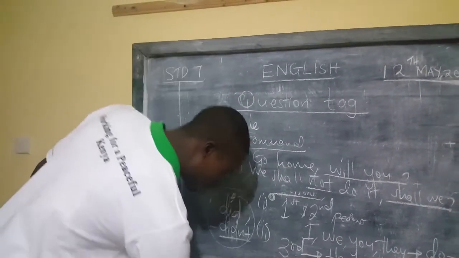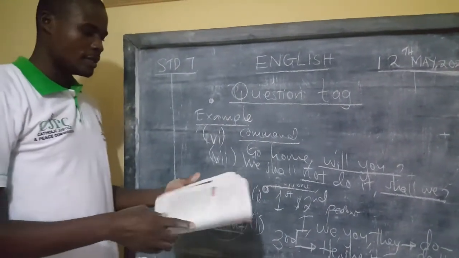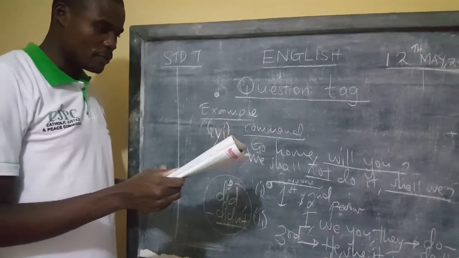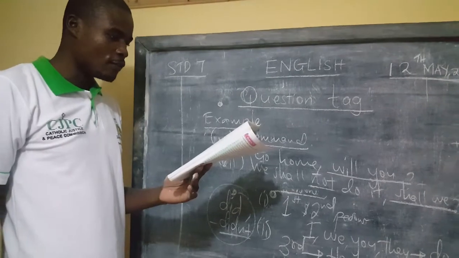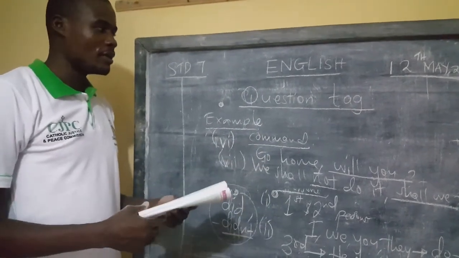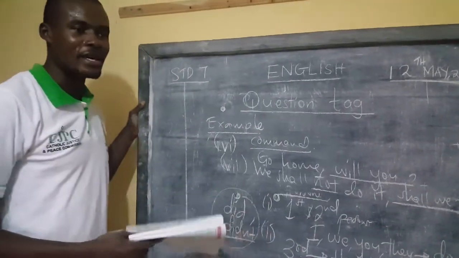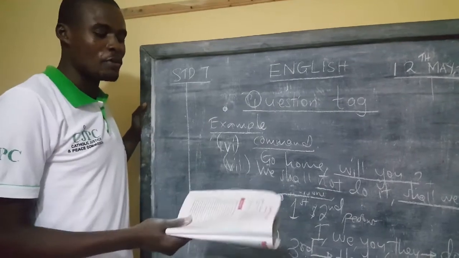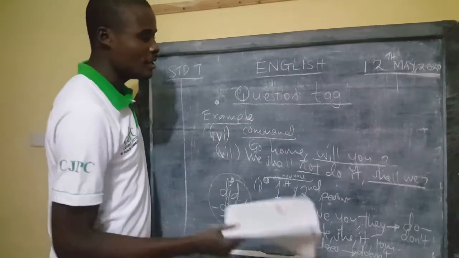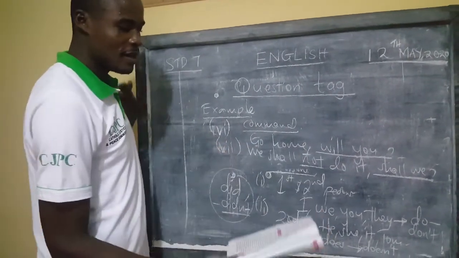Just to give more examples, in your book, that is English Aid, page 92, you can see an example given there. They have not finished their work. You can see have not. Have not, in short, is haven't. Haven't, in the positive part, becomes have. And that is going to be our question tag. So they have not finished their work becomes have they. Just change that have not from the negative to the positive part, that is have they.